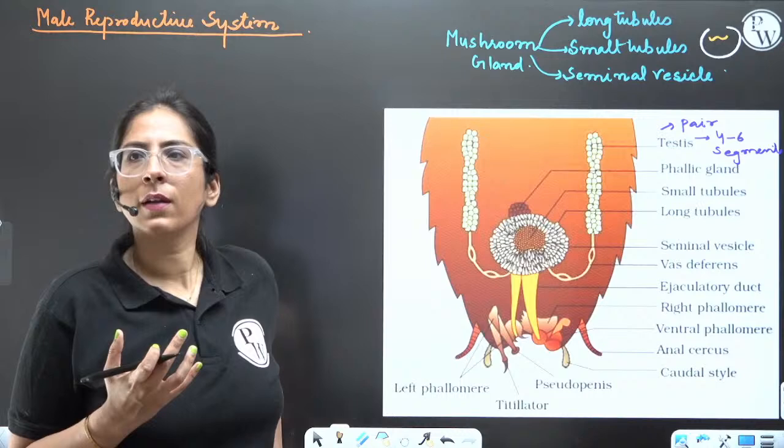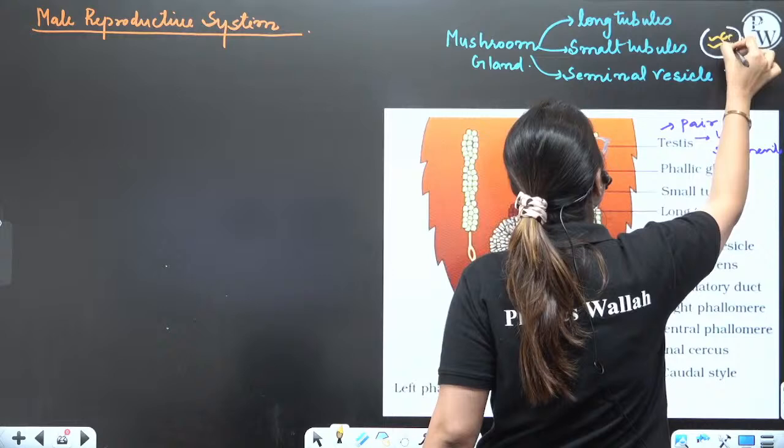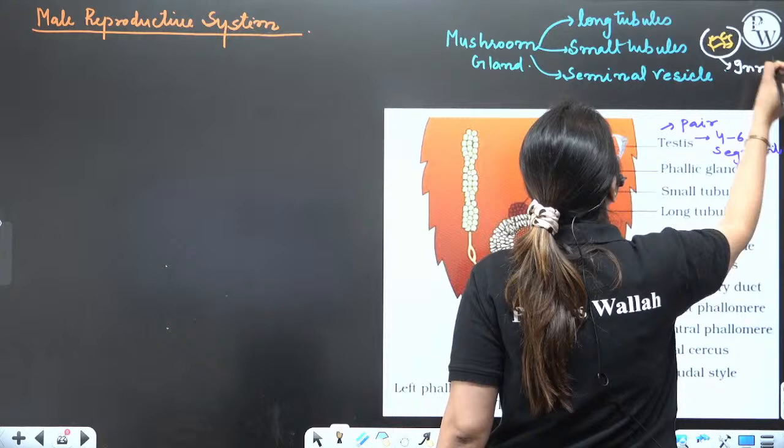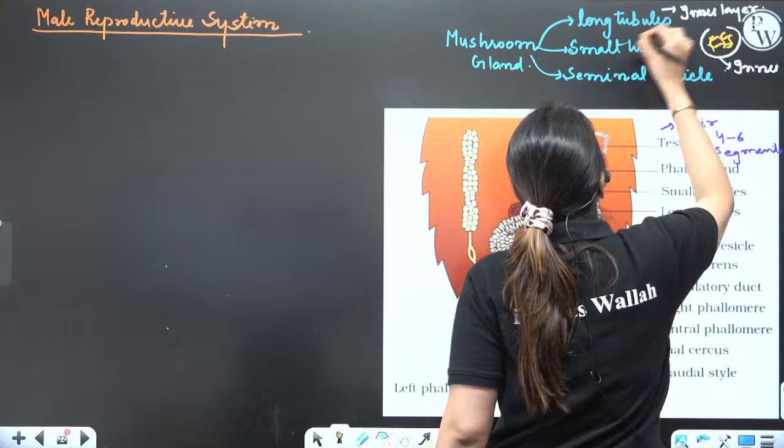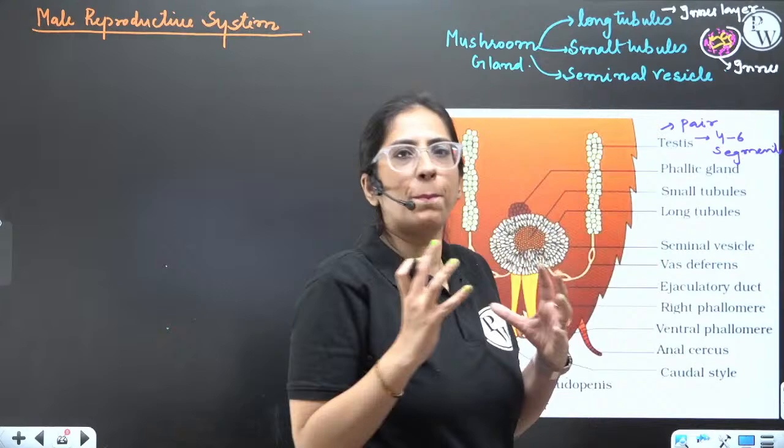Clear? Now, these are the sperms present. The innermost layer of the sperm packet is because of the long tubule, which forms the inner layer. Now, what do small tubules do? Small tubules will pour the nutrition. Nutrition is required in these sperm pockets, so they will add nutrition.